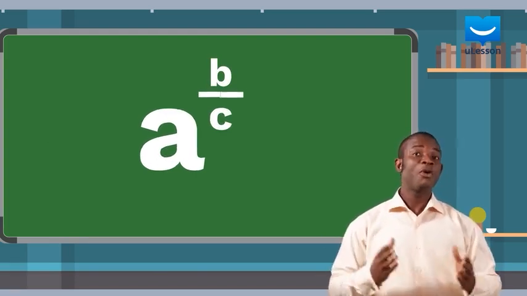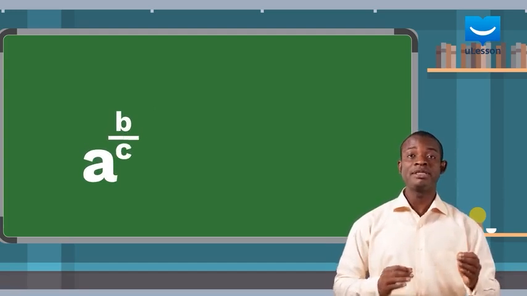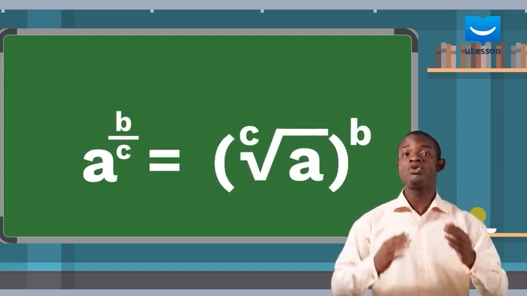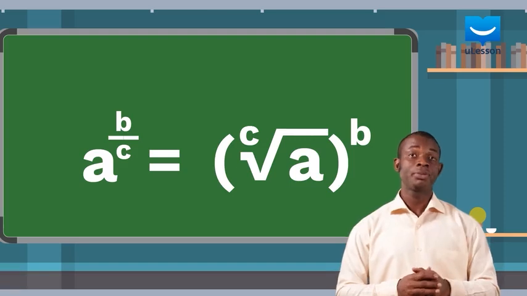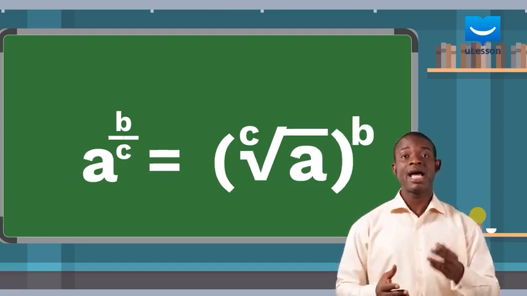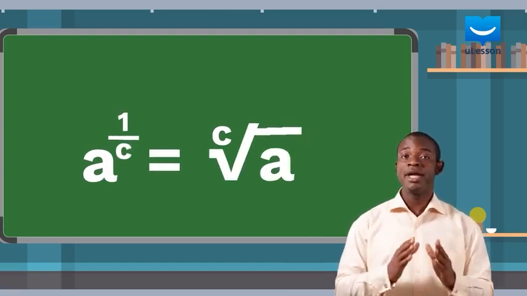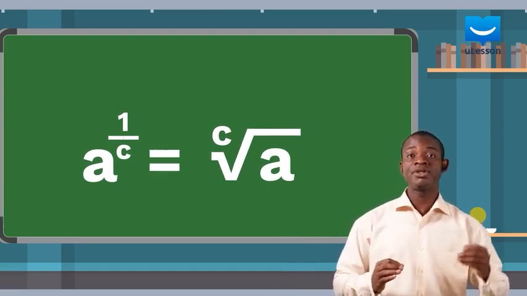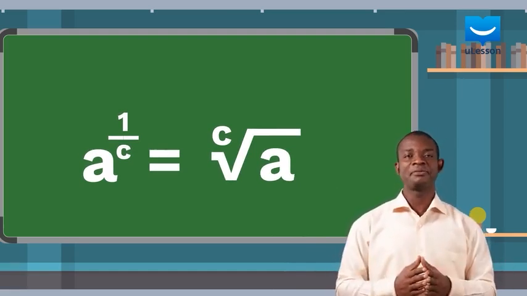Interesting. We are to find the root of the base to the degree of the denominator and raise the result to the power of the numerator. If the fraction on the index has 1 as the numerator, then the root of the base to the degree of the denominator of the fractional index will give the answer.